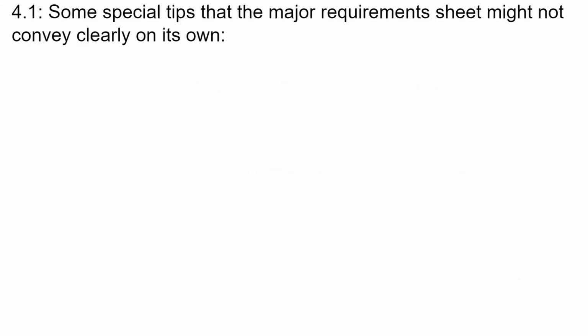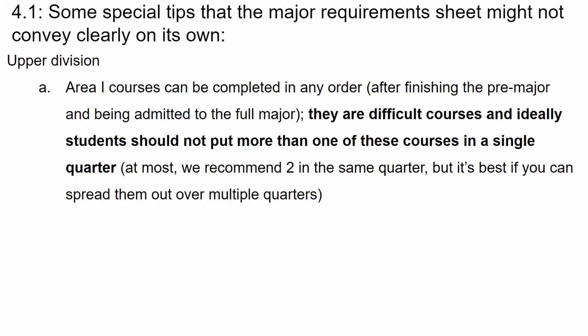Then when we take a look at the upper division major, there are some things that are good to know that don't really show up on the major sheet. In the upper division major, area 1 courses, which are our core courses, typically that's Global 110, 120, 130, along with any other additional courses listed underneath area 1 for the year in which you're starting the major. Note that these tend to be more difficult, more intense courses, and ideally students should not put more than one of those courses in a single quarter. At most, we would say 2 in the same quarter.